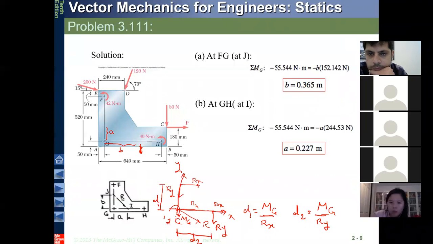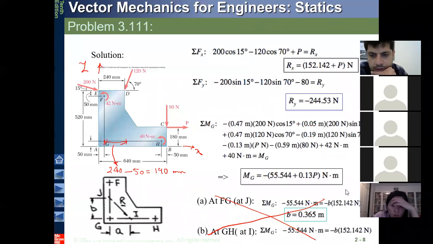Okay. Well, for the left side, it is obvious. We calculated the moment around point G and it was negative, right? It was negative because P here is 0.